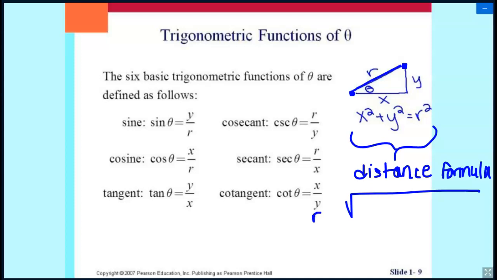So r is equal to the distance from x1 to x2 and y1 to y2, where this would be point x1, y1, and up here is point x2, y2. Oh, I didn't realize it was cut off the meter.